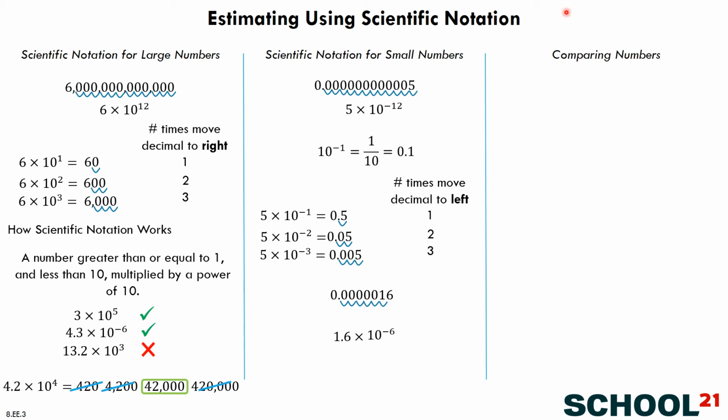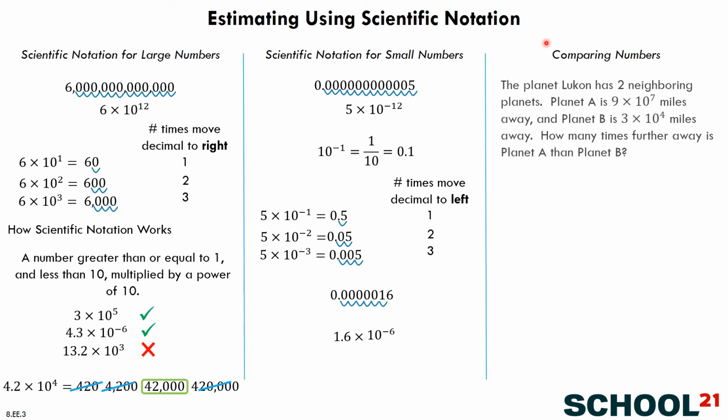All right, now, let's use scientific notation to compare some numbers here. I'm going to give you a word problem. Don't freak out. The planet Lucan has 2 neighboring planets. Planet A is 9 times 10 to the 7th miles away, and planet B is 3 times 10 to the 4th miles away. How many times further away is planet A than planet B?